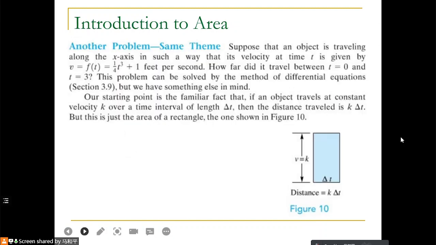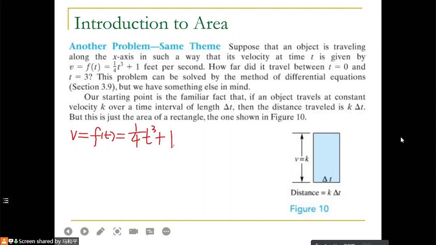Now another problem we have seen. Suppose that an object is traveling along the x-axis in such a way that its velocity at time t is given by v(t) equals 1 over 4 t cubed plus 1 feet per second. How far did it travel between t equals 0 and t equals 3? This problem can be solved by the method of differential equations, but we have something else in mind.